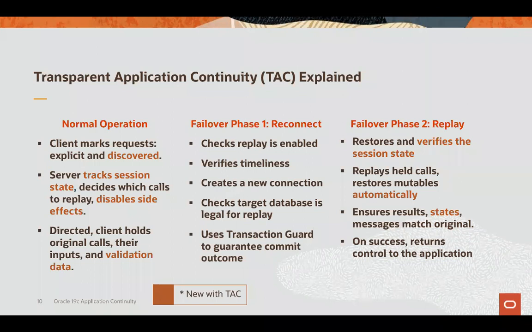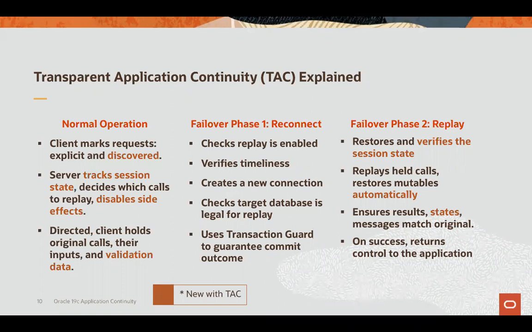But in case we have a failure, transparent application continuity, TAC, will reconnect immediately to the secondary site, or the second node. In this case, we have a two-node RAC cluster, and it will check if the replay is enabled. It verifies and creates automatically the new connection, and will replay automatically the entire request on the secondary server using Transaction Guard to guarantee that all the transactions are committed.